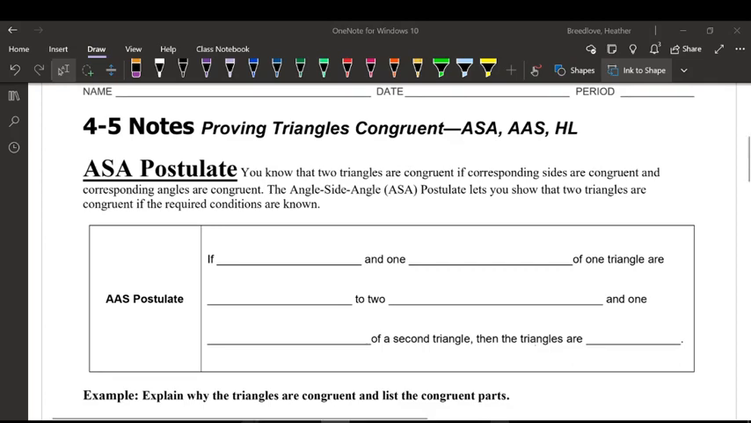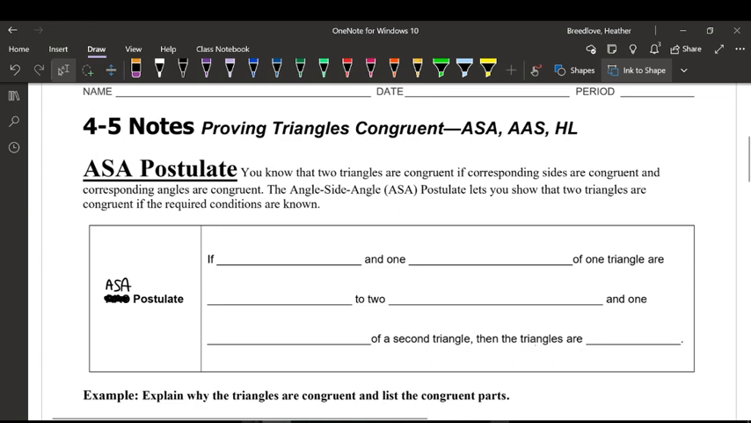Okay, so first let's make the correction. This should not be AAS right there. On the top right here, we're saying the angle side angle postulate. This box also should say the angle side angle, or the ASA postulate. And because the S is in between the two A's, we know that we're going to have an included side that is touching two marked angles.